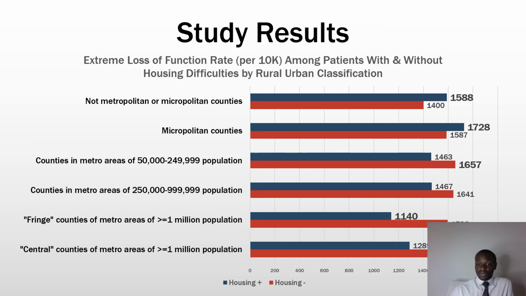with housing difficulties. Now, when we go further to fringe counties or areas with metro areas greater than or equal to a million population, we are seeing much higher respiratory presentations for individuals without any housing difficulties compared to areas with housing difficulties. When we go further in central counties with areas of a million plus population sizes, we see the rate of respiratory presentations among individuals without any housing difficulties, indicated in red here, compared to patients with housing difficulties is much more significant in terms of the number of presentations, which is higher among individuals without any indicated housing difficulties.